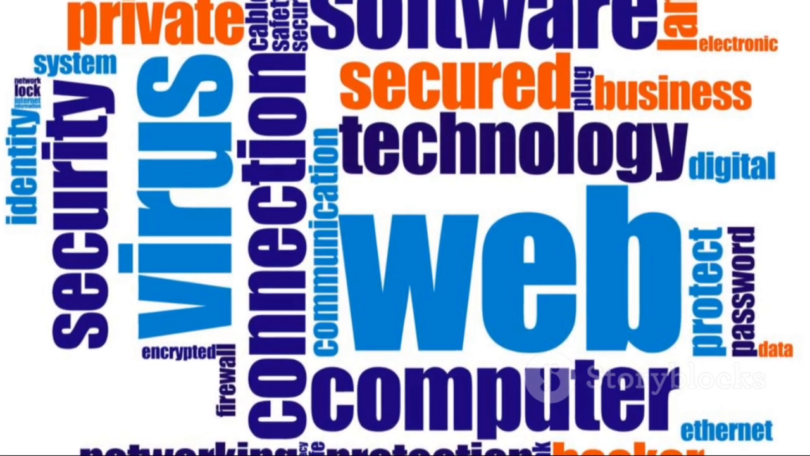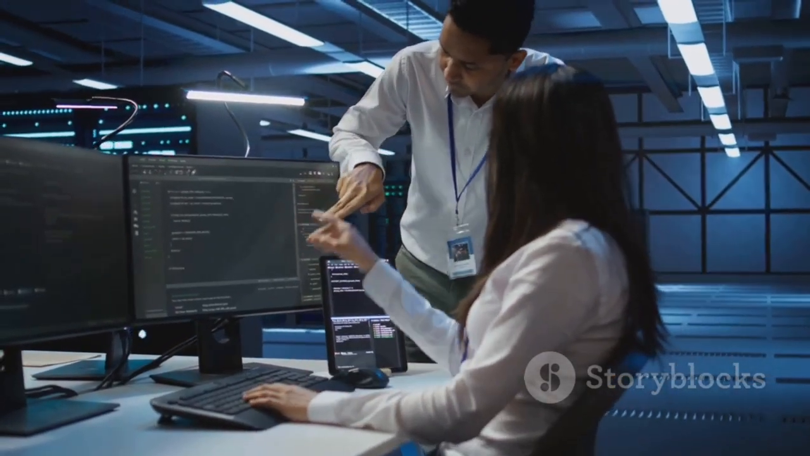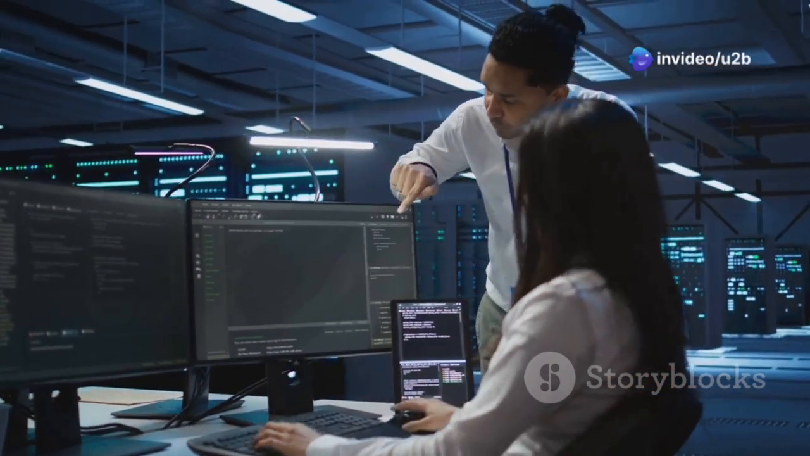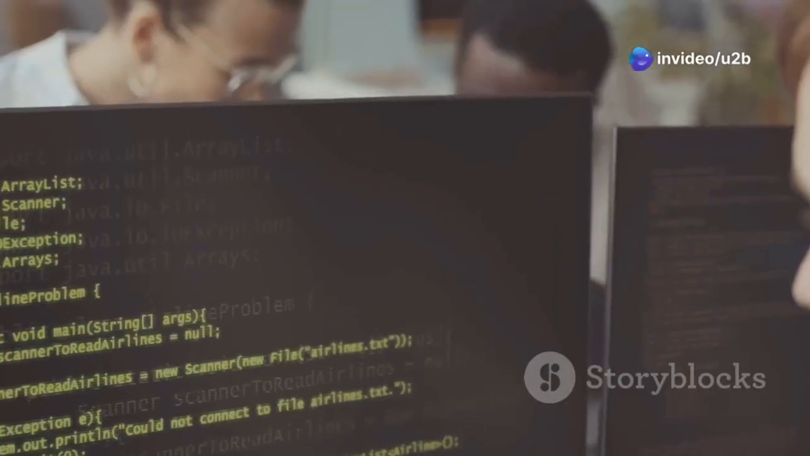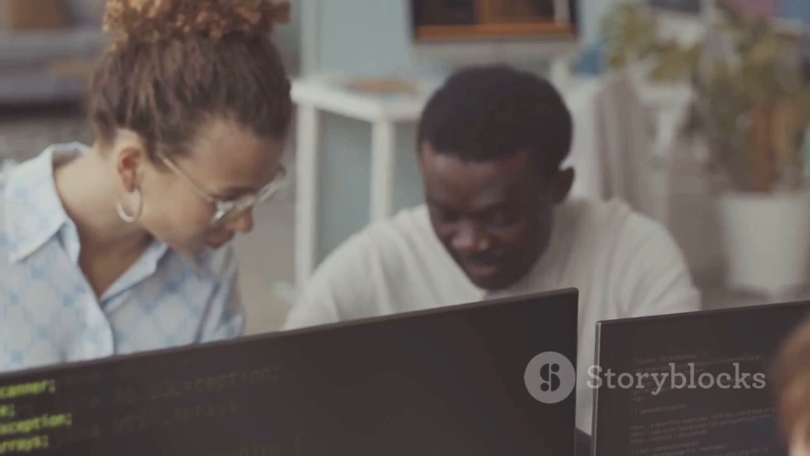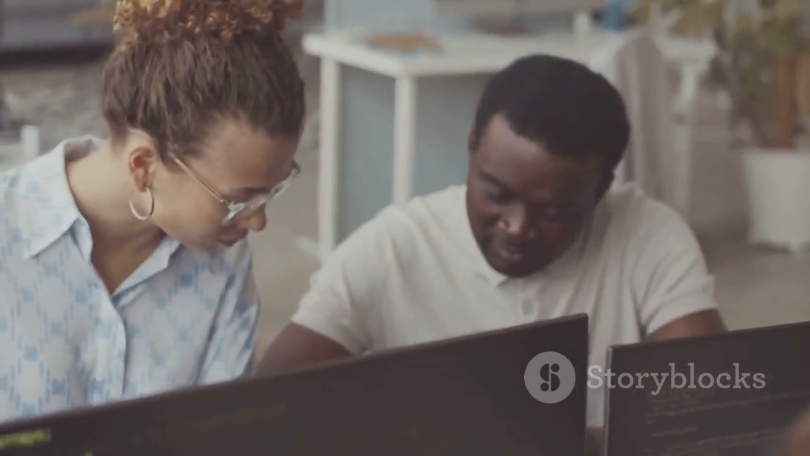The rise of DevSecOps. DevSecOps emphasizes collaboration between development, security, and operations teams throughout the software development lifecycle. This approach aims to integrate security testing seamlessly into the development process, fostering a culture of shared responsibility for security.